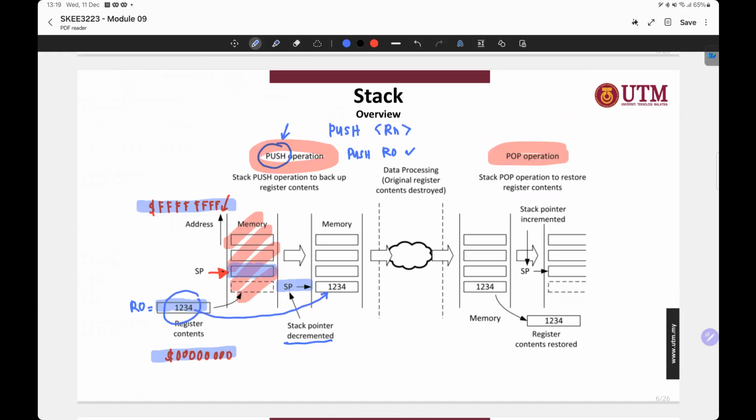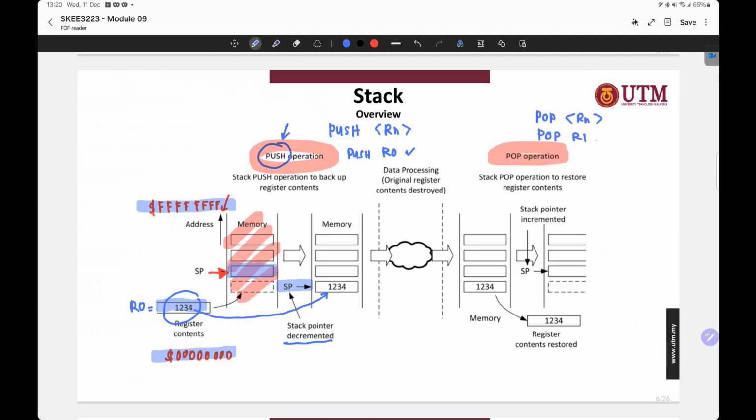Okay, so now move on to the pop operation. What does the pop operation do? We're going to retrieve the data from the stack memory and put it back to the register, your general purpose register. To do that, you're going to use the pop instruction, POP Rn. The pop instruction is used to retrieve the data from the stack memory and put it back to the register. Let's say my instruction here is POP R1.